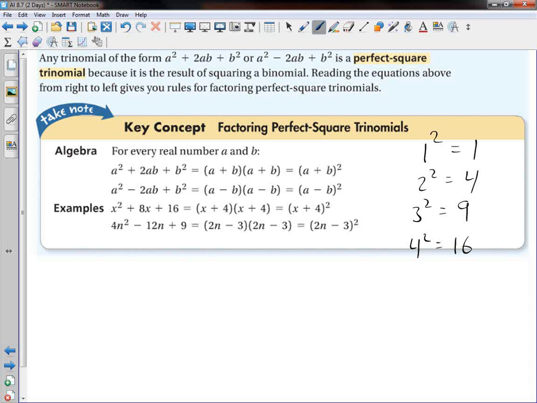Now in polynomials, they're written like this, where we have our binomial in parentheses squared. So a couple examples are, down here we have x plus 4 squared, or 2n minus 3 squared. So that's how we write them in polynomial form. In polynomial form, they will always look a similar way.